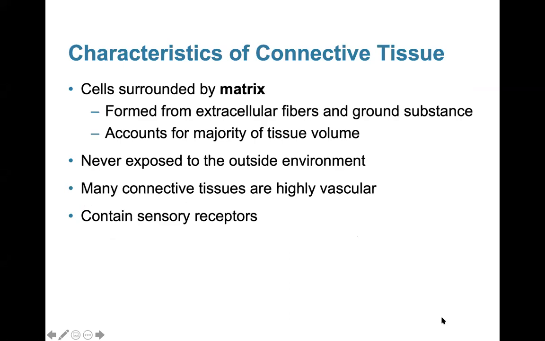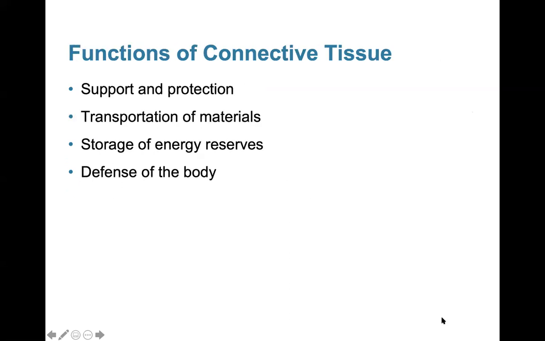It's formed from extracellular fibers and ground substance, that's the matrix, and it accounts for a majority of the tissue volume for connective tissue. Connective tissue is really never exposed to the outside environment. That would be that of epithelial tissue. Many connective tissues are highly vascular, which means that they have a very rich blood supply. They will also contain sensory receptors, which are nerve endings. They pick up various types of signals from many types of receptors.